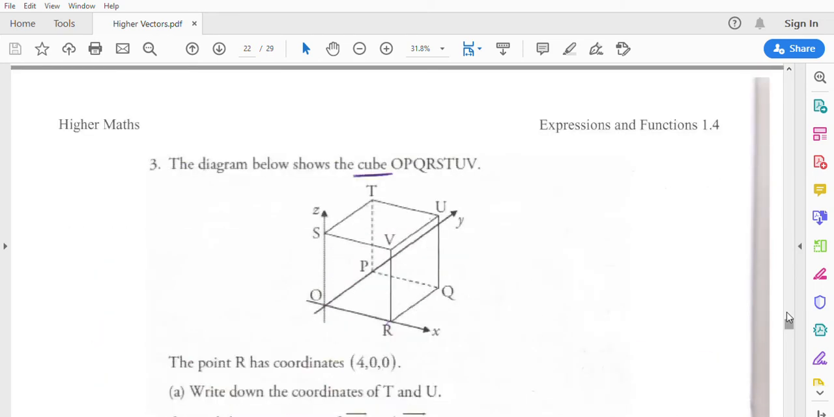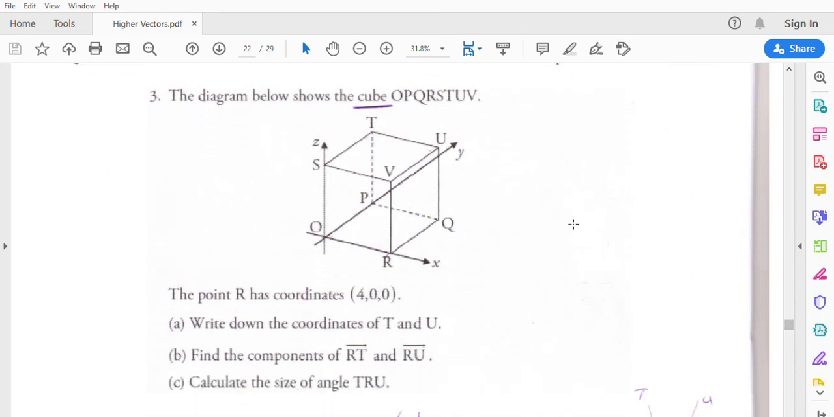So the diagram below shows a cube, so if they tell me it's a cube, that will be important. So all the edges will be of an equal length. The point R has coordinates 4, 0, 0. So here's the origin. So point R is 4 in the x direction, 0 in the y, 0 in the z direction. Write down the coordinates of T and U.